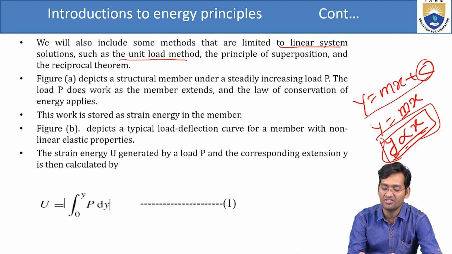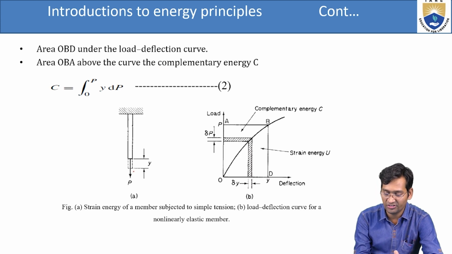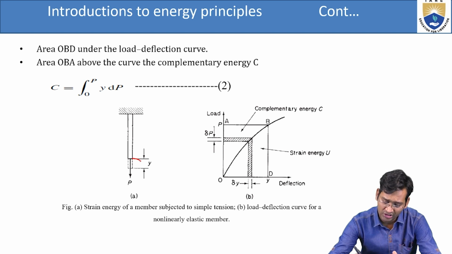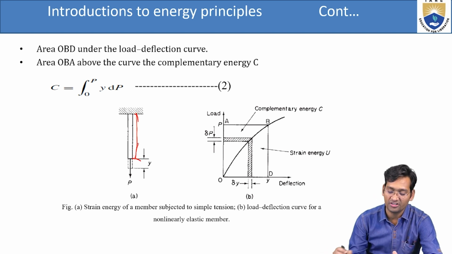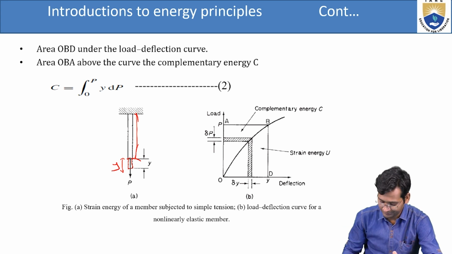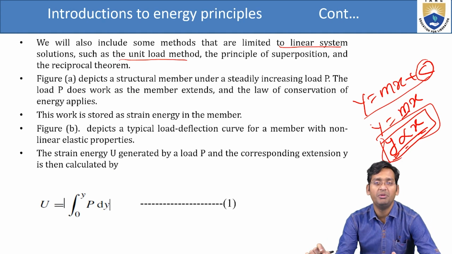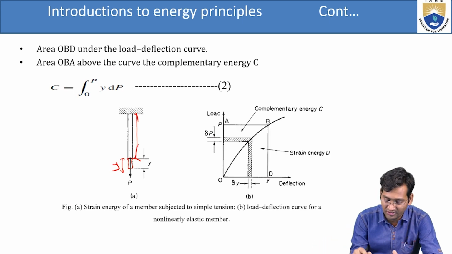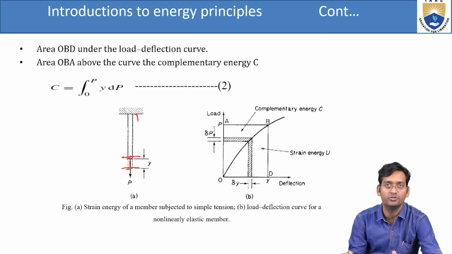Okay, so figure A depicts a structural member. Here we will see. Just say this is a structural member where load P is acting. Up to this was the original structure. After applying the load, it will shift here. So this much elongation is there, by distance y. Figure A depicts a structural member under a steadily increasing load P. Steadily increasing, it's increasing but constantly. The load P does work as the member extends. Just see here that extension is there, right? From here, it's extended till here. So its extension is there.